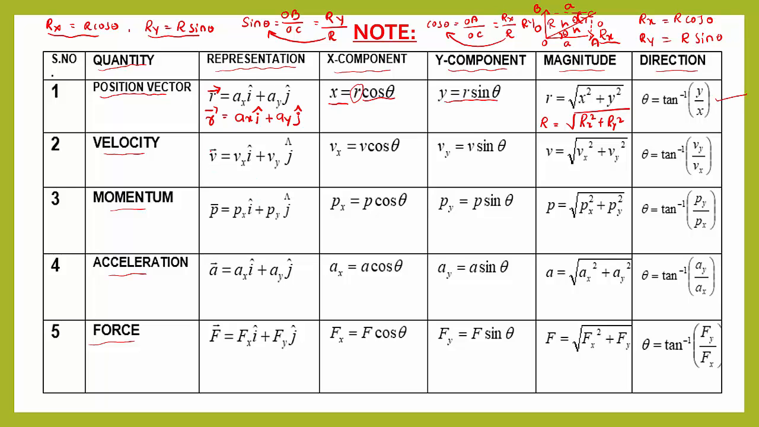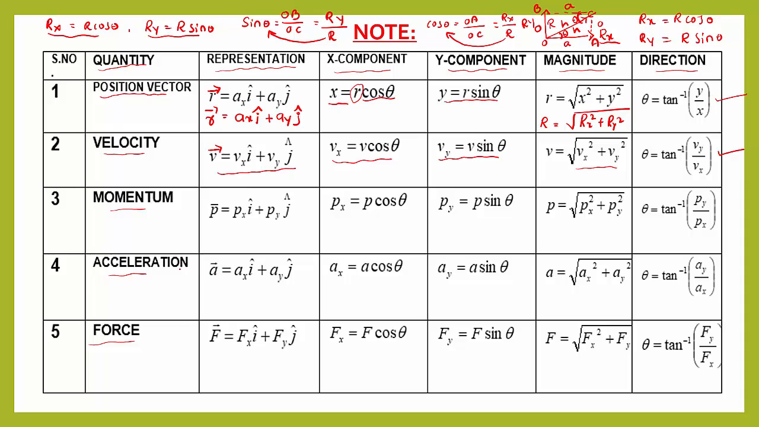See here, vector v equal to Vx i cap plus Vy j cap along x and y axis. Then its x component Vx equal to V cos theta, y component is Vy equal to V sin theta, and its magnitude is V equal to square root of Vx square plus Vy square, and its direction is theta equal to tan inverse of Vy divided by Vx.